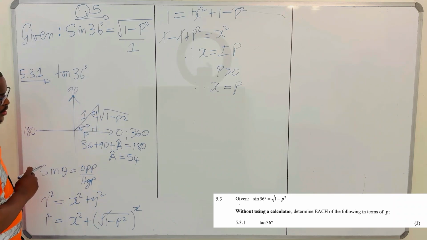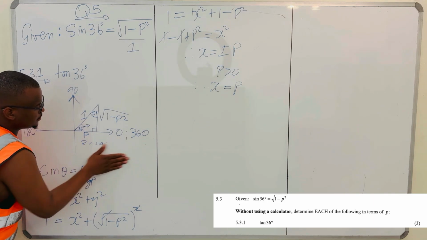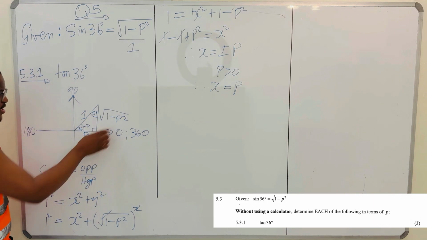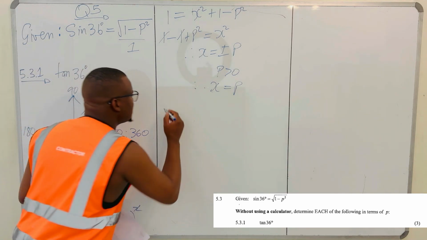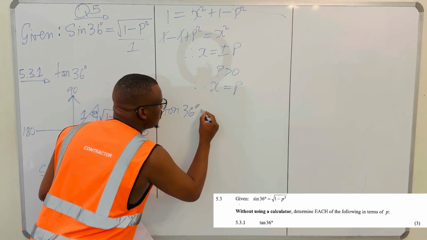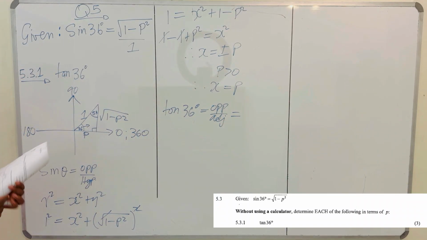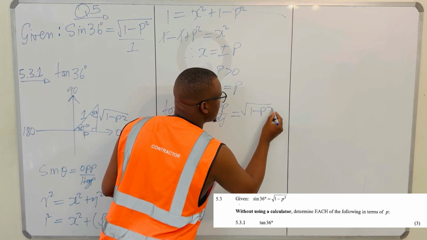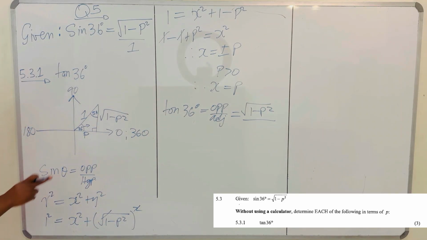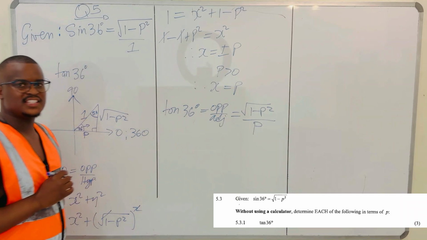Once you completely filled this triangle, let me clean this so that you can see. So here is the triangle now. You have all the information. It's a bit easier now because they want the tangent of 36. So the tangent of 36 degrees is equal to your opposite side over the adjacent side. The opposite side is that one, which is square root of 1 minus p squared, all over the adjacent side, which is p. We're done with the tangent of 36.